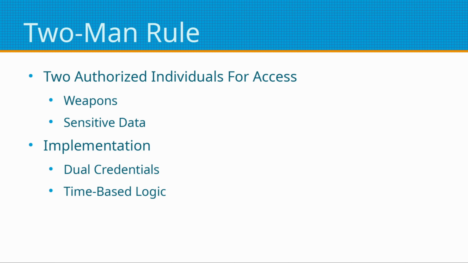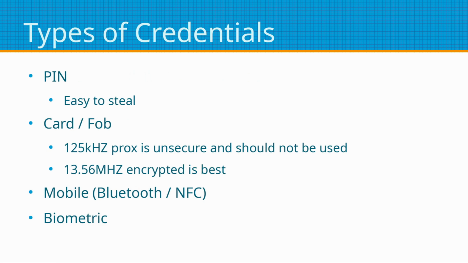Another rule is the two-man rule. You'll see this in the movies a lot. It's probably a little bit embellished there, but basically, the two-man rule is that two authorized individuals are required for access to an area. This is common for weapons, sensitive data, things like that. And so you have to have two people that use a credential. There's time-based logic, so they have to use the credentials within a certain period of time of each other. And by the two people presenting their credentials, then they're able to unlock and get to whatever that asset is.